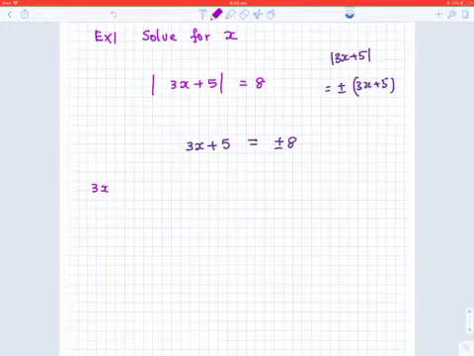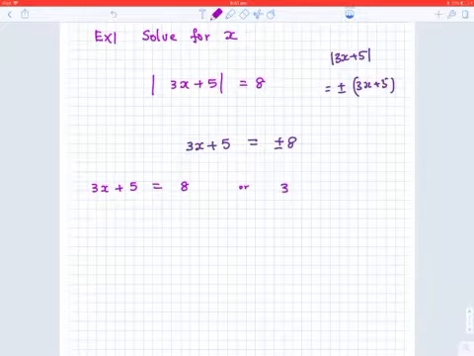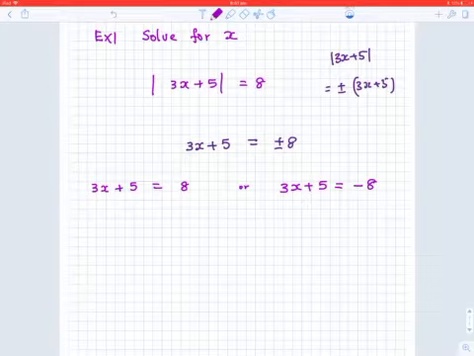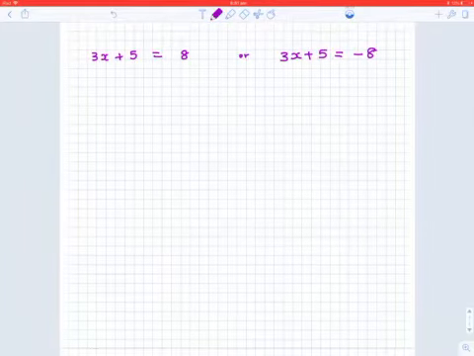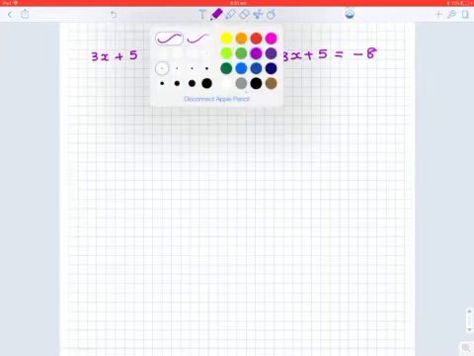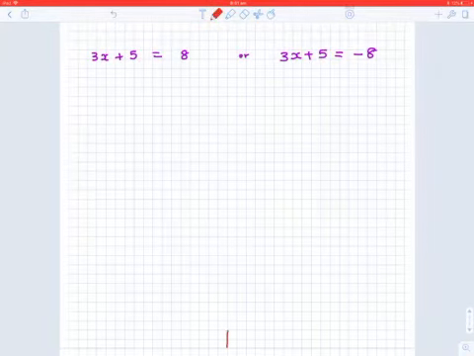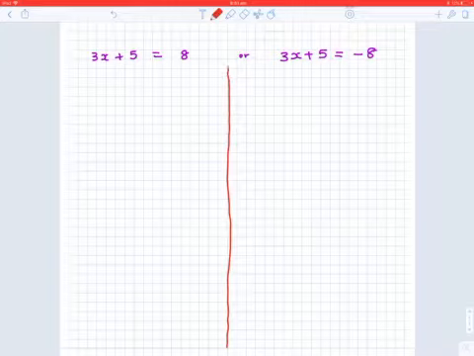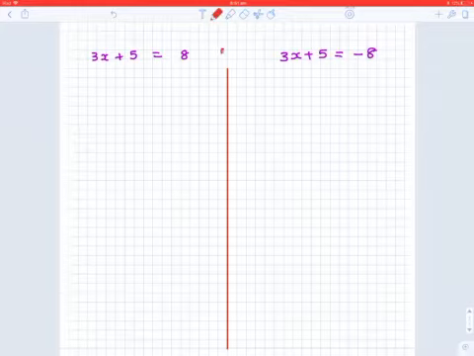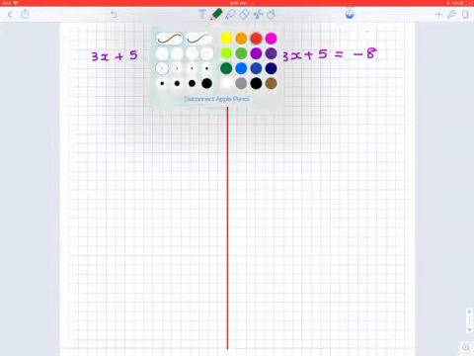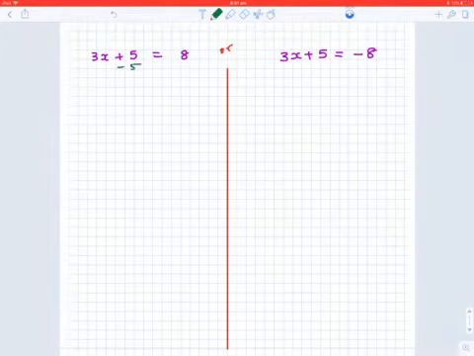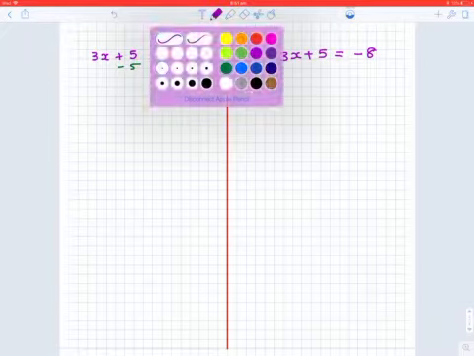Because it is plus or minus 8, this can be written as two different equations. One is 3x plus 5 equal to 8, or 3x plus 5 is minus 8. So we have to solve both the equations. Now our job, instead of solving one equation, is to solve two equations. So let us do the first equation.